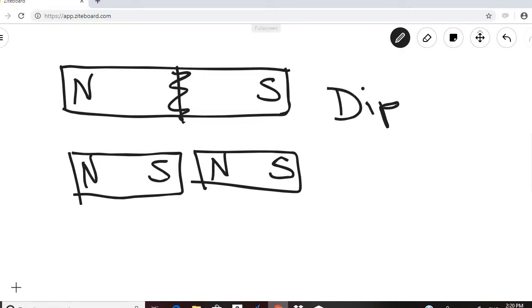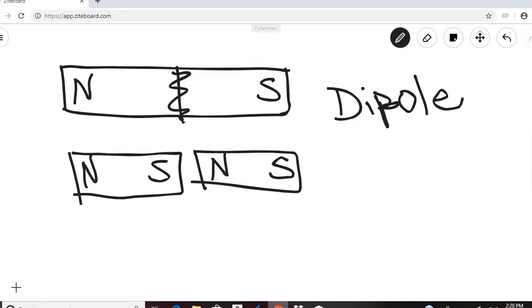Now there is the possibility that there is a magnetic monopole, and scientists are certainly looking for it, but there has never been found a magnet that exists as a monopole.